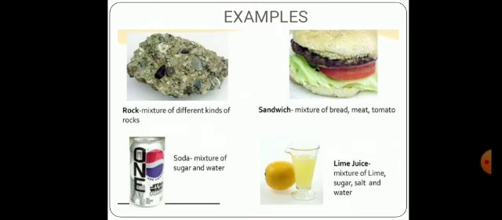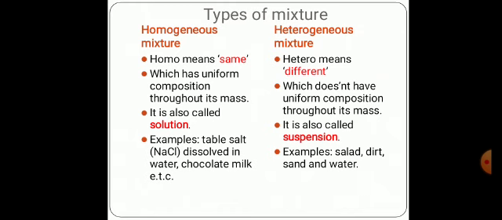And what are mixtures? Remember the definition in your mind: it's a combination of two or more substances that are physically combined together, not chemically. Lime juice, a mixture of lime, sugar, salt and water. Then types of mixture, we discussed the definition and examples of mixture.